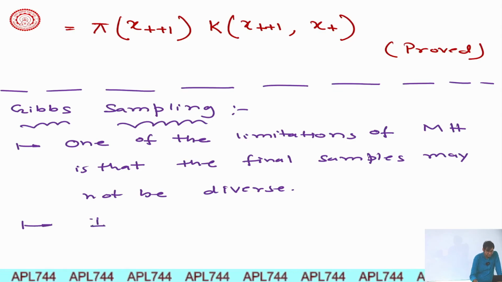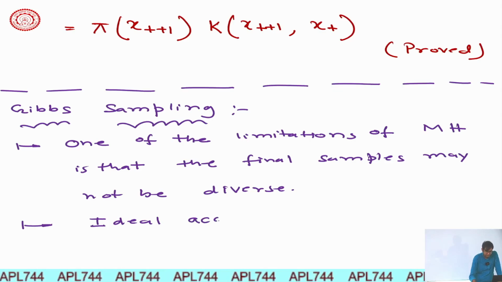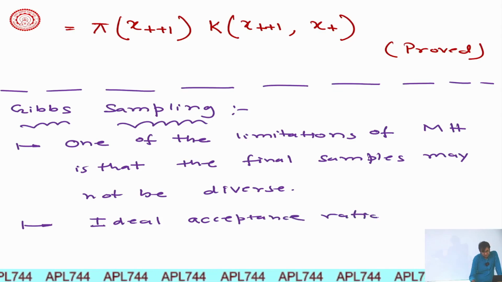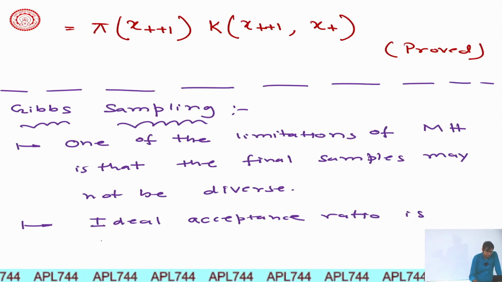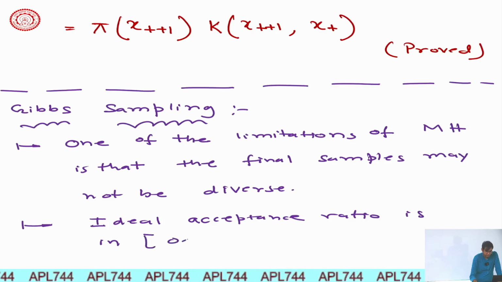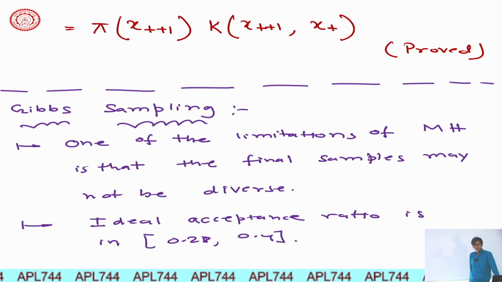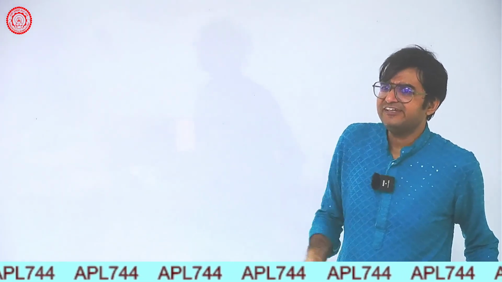So ideal acceptance ratio is in 0.28 to 0.4. So if you are getting this kind of number, then your algorithm is actually performing quite good, probably the best. Okay. If you are getting more than that, there are other challenges that you might face. If it is less, then it's very slow.